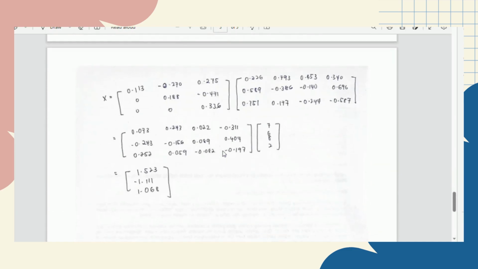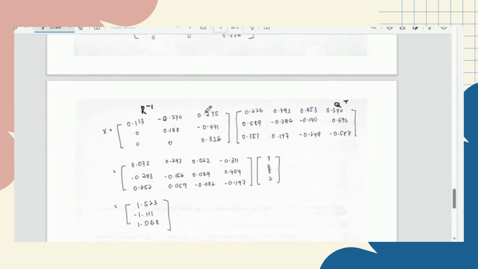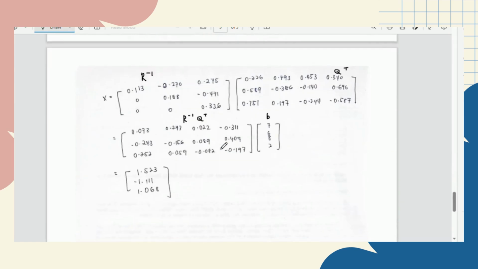For the final step, finally, we can compute X. This is my R inverse, and this is my Q transpose. I will multiply these first. After I get the answer, this is my answer for R inverse multiplied by Q transpose. Then this is my B, according to this equation. After that, this is my final answer. So thank you.